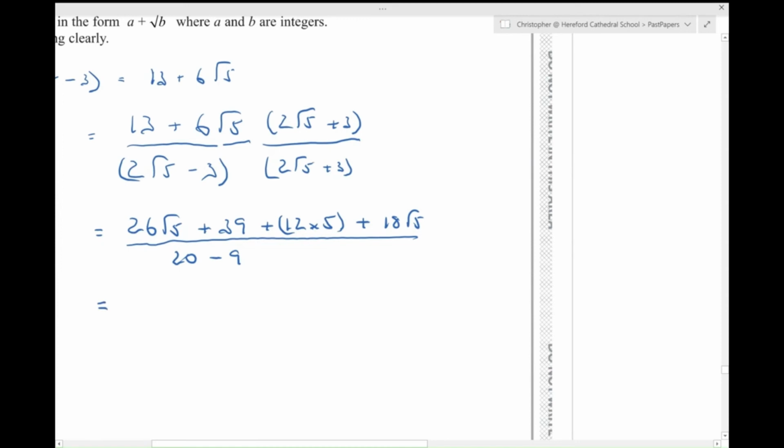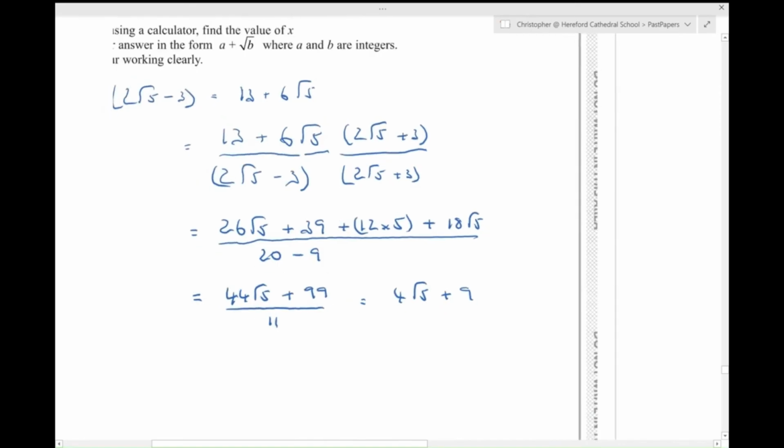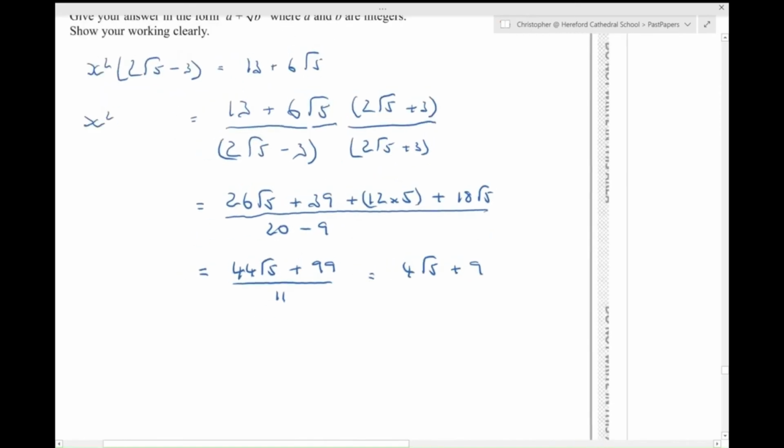Okay, back to the top. Well, I've got 26 root 5 and 18 root 5, which makes it 44 root 5. And then I've got 39 plus 60, 99. And on the bottom, I've got 11. So x squared equals 4 root 5 plus 9. Now that gets you all the marks for this question except for one.